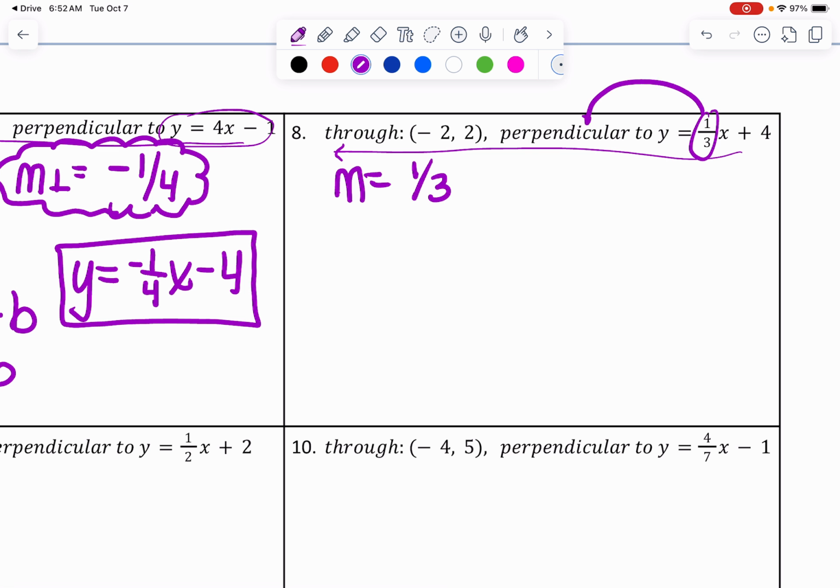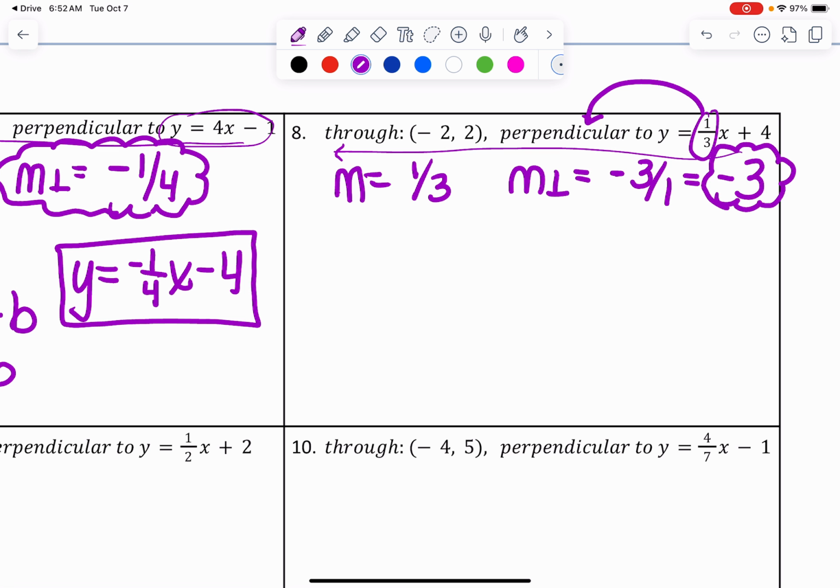Now I'm going to read, it's perpendicular to. So perpendicular means I'm doing the opposite reciprocal, so that's what we did yesterday. So you're going to switch the sign, so it's going to become negative, but then instead of 1/3, it's going to become 3/1. So in other words, it's negative 3/1, or that also reduces to just negative 3. So this is the slope you're using. Okay, right there. This is x, this is y.